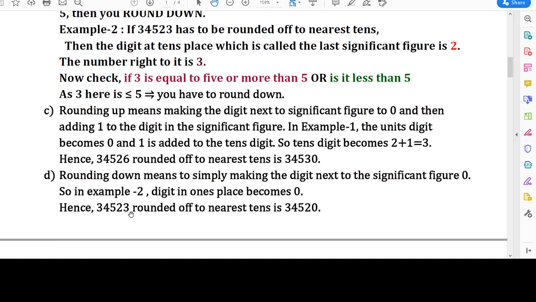We will take between which two multiples of 10 does 23 lie. So 23 lies between 20 and 30. So we will check whether it is nearer to 20 or nearer to 30. It is 3 away from 20 whereas 7 away from 30. So 34,523 rounded off to the nearest tens will become 34,520.